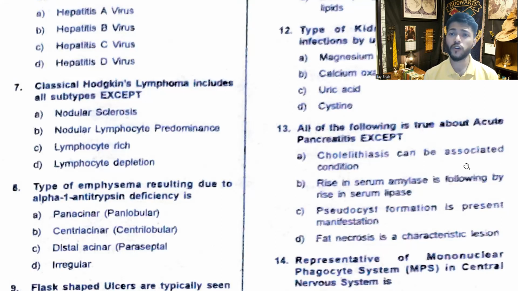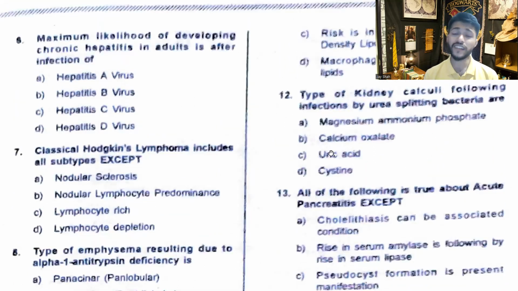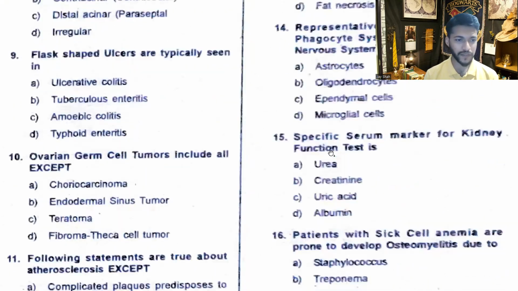Type of renal calculi following infection by urea splitting bacteria, these are struvite stones. Now struvite is also known as triple phosphate, calcium, ammonium, magnesium phosphate. So it is option number A. Uric acid are radiolucent stones, right?